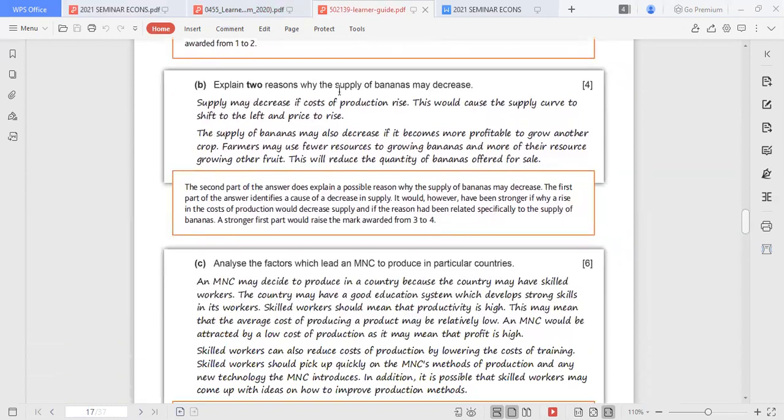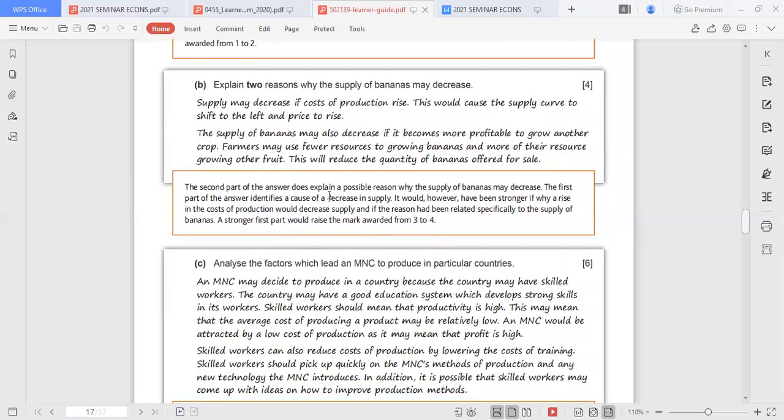Explain 2 reasons why the supply of bananas may decrease. All right, so 2 reasons why the supply of bananas may decrease. They say supply may decrease because of a cost of production increase. This will cause the supply curve to shift to the left and price to increase.